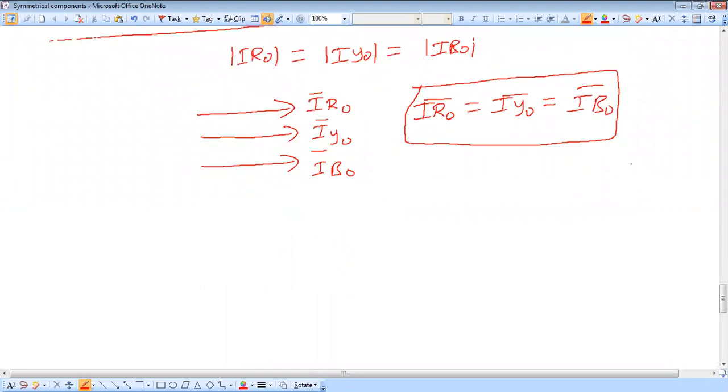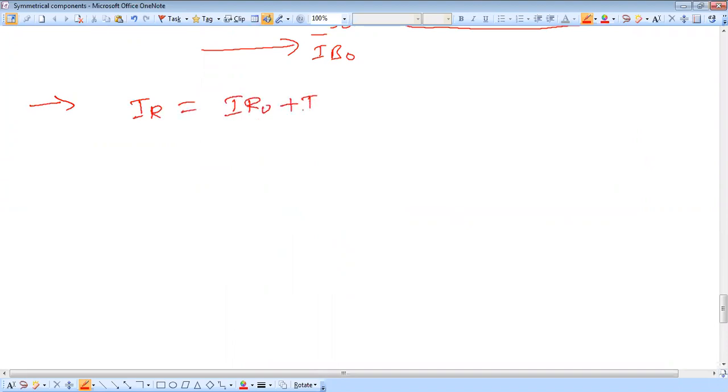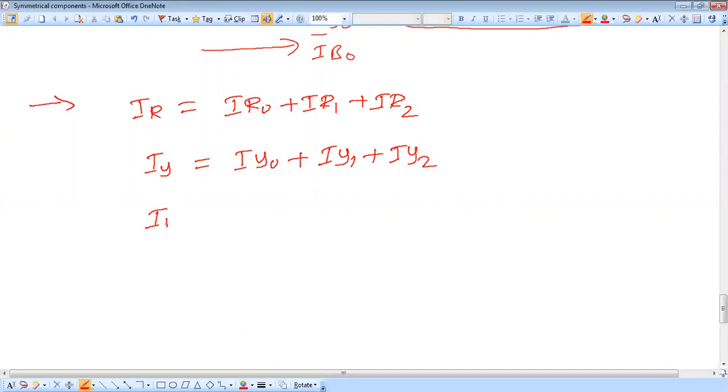Next, we are going to see, in the above equation, again I'm writing IR equal to IR0 plus IR1 plus IR2. Similarly, IY equal to IY0 plus IY1 plus IY2. Similarly, I can write IB equal to IB0 plus IB1 plus IB2.